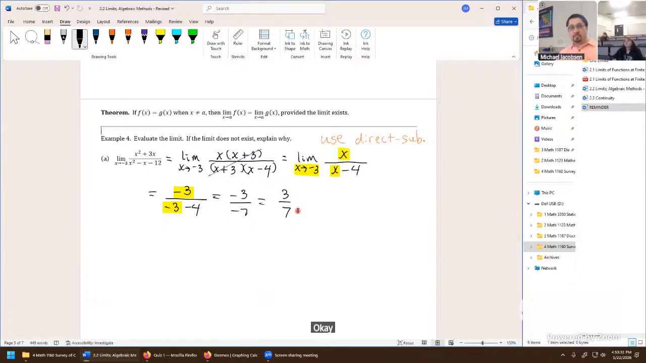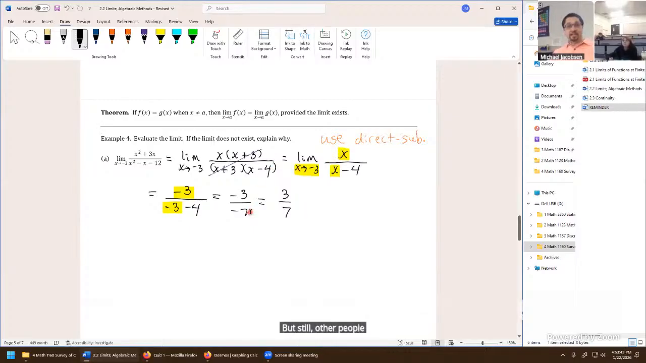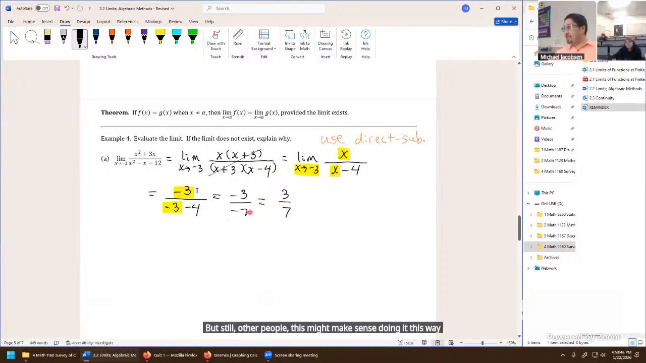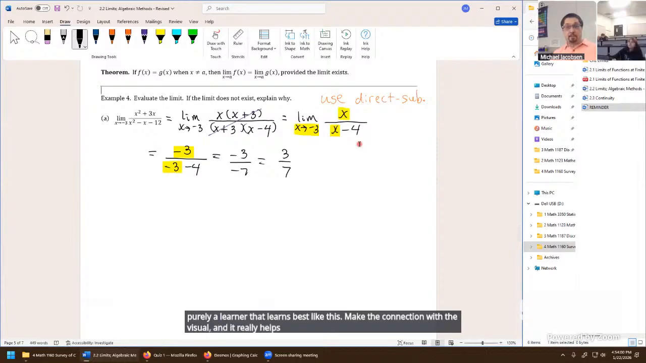Okay. Everyone has different skills, different ways you learn best. Some people probably like seeing this visually a little bit better when we're looking into graphs fundamentally, but for other people, it might make sense doing it purely analytically, just looking at the functions, plugging in the numbers. It's good to see it both ways though, to make the connections. Even if you learn best like this, make the connection with the visual, and it really helps out connecting all the dots in our mind.